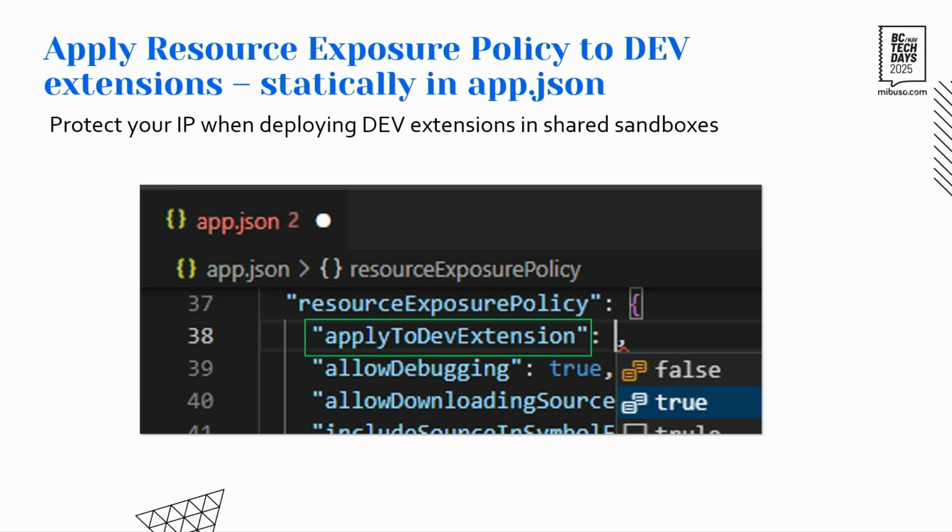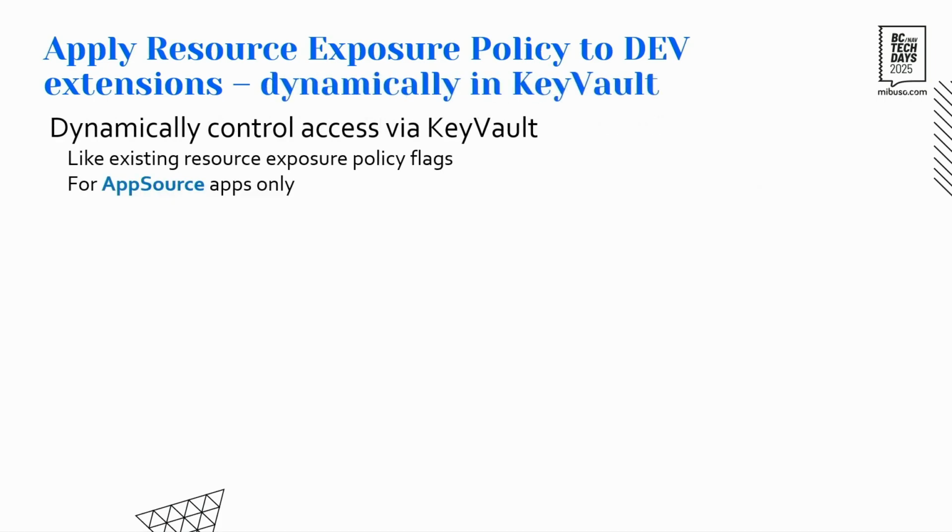Normally dev extensions are made so that you can download source code, because you're supposed to debug and work with it. So if you just dump a dev extension on a customer's box, in theory, they could get access to the source code. And so you can apply the resource protection policy to dev extensions as well, and just like with the dynamic granting, you can do the exact same thing for dev extensions.